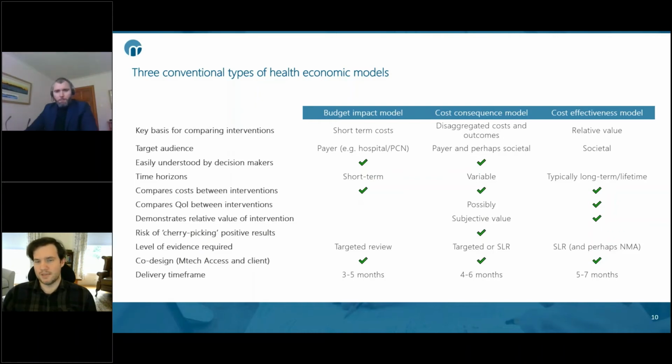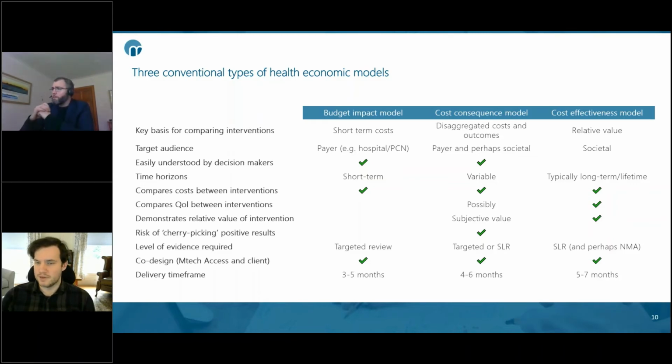Both models, the cost consequences and the budget impact, compare cost between interventions. Both can look at quality of life. Cost effectiveness is much more of a requirement, particularly for cost utility analysis, which is a form of cost effectiveness. In cost consequences, quality of life would just be an outcome that you could then compare against. Cost consequences tends to be very subjective, whereas cost effectiveness can be much more generalized and can therefore be used to compare across countries, for example, or across disease health landscapes.